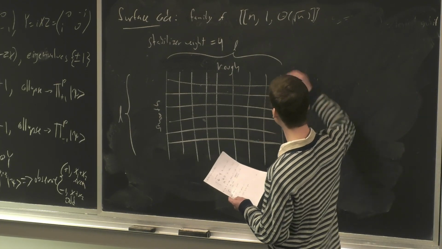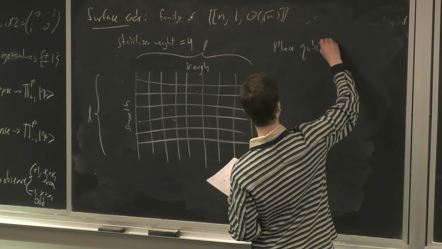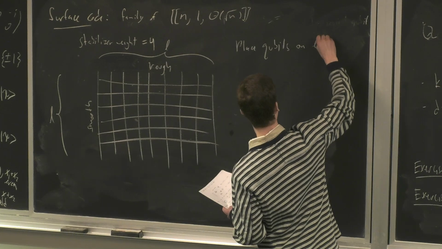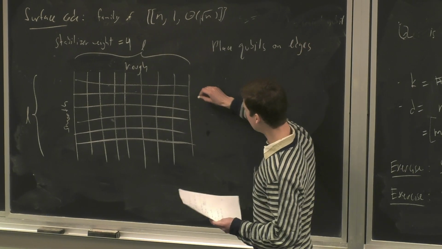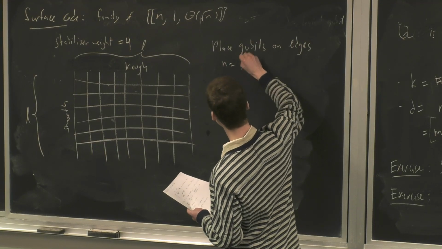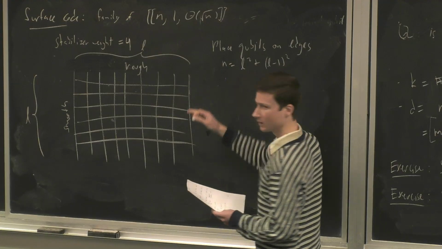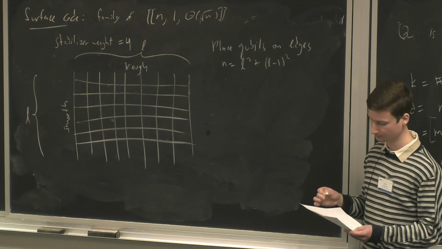But okay, so we place qubits on edges of the lattice. So each edge here corresponds to a physical qubit. So the number of physical qubits is L squared plus (L minus 1) squared. That's just the number of edges in this lattice I've drawn.